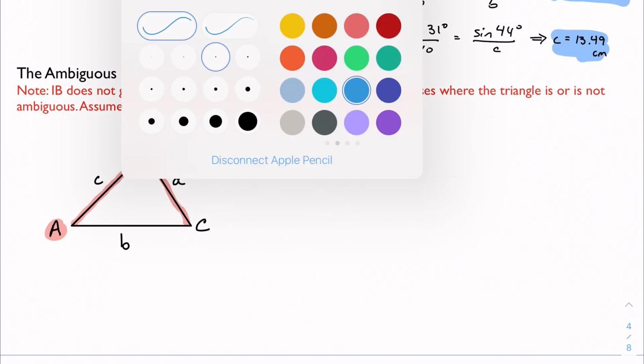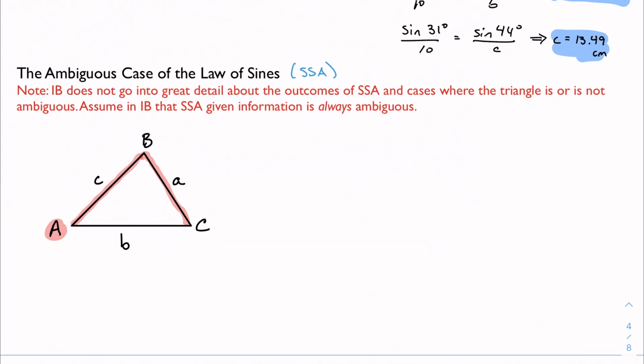IB doesn't ever go into detail about when SSA is ambiguous and when it's not. For now, for IB, just assume that SSA is always ambiguous. I can draw this triangle two ways. Because of the information I'm given, I can draw this triangle by the way I have it here, or I can take it and swing this side A actually in.